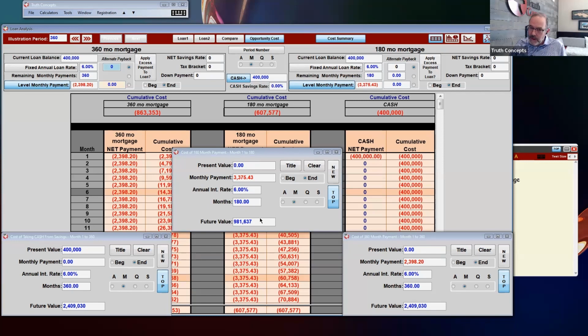But do we have a valid comparison at this point? We're comparing the 30-year mortgage over 30 years, the cash over 30 years, but at this point, the 15-year mortgage is only over 15 years, which is not accurate.